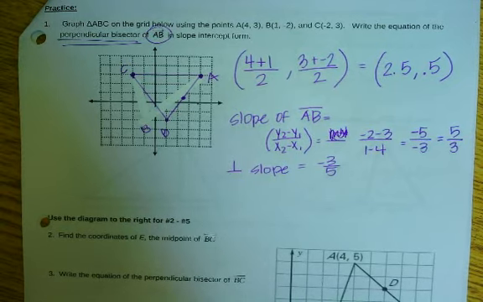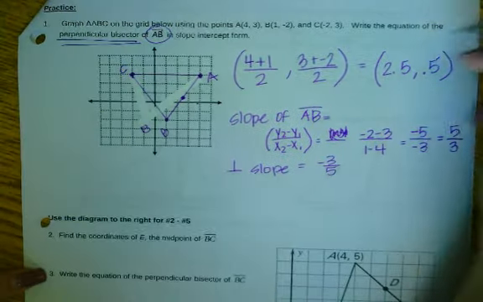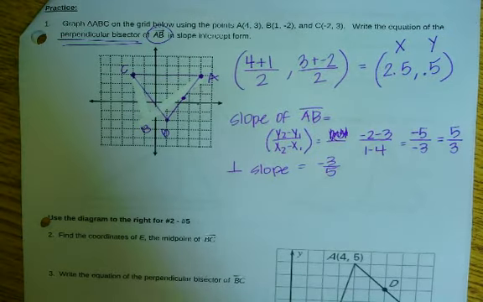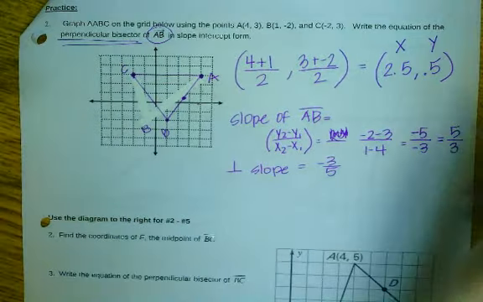Would you write it as y equals negative 3/5 x plus 2 and 1/5? Did you just give me the answer? Possibly. Okay, how do I figure out the equation though? Figure out a solid point that's there, which is our midpoint. How do I figure out my equation of my perpendicular bisector?